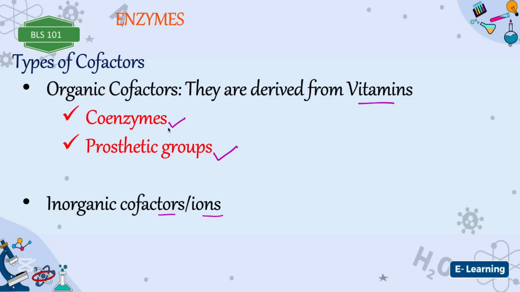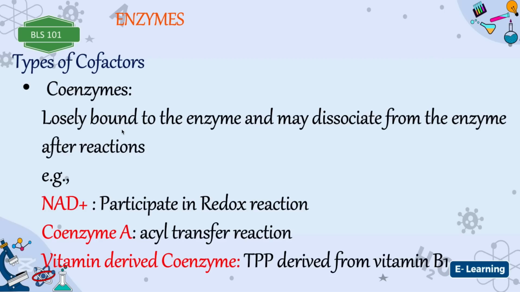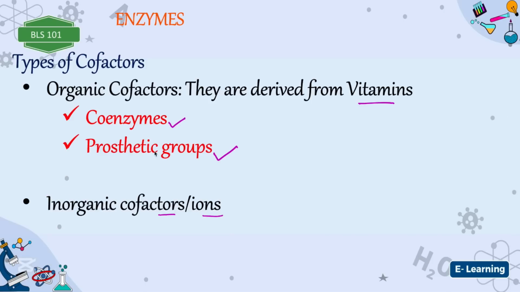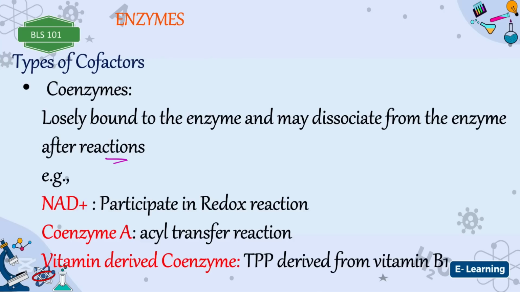What distinguishes coenzyme from prosthetic group? The coenzymes are loosely bound to the enzyme and may dissociate from the enzyme after the reaction. The difference between coenzyme and prosthetic group is that coenzymes are bound loosely to the enzyme, and after the reaction takes place, they will leave, while prosthetic groups are bound irreversibly. That means they are bound together with the enzyme for a very long time. Is that okay? That is the major difference.